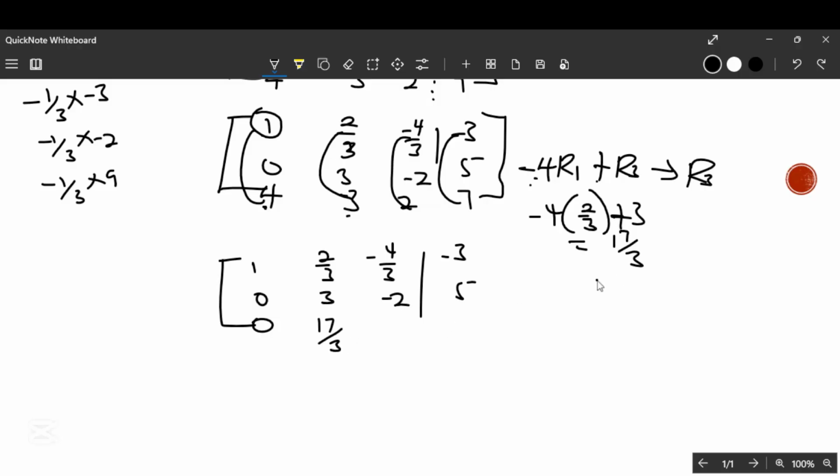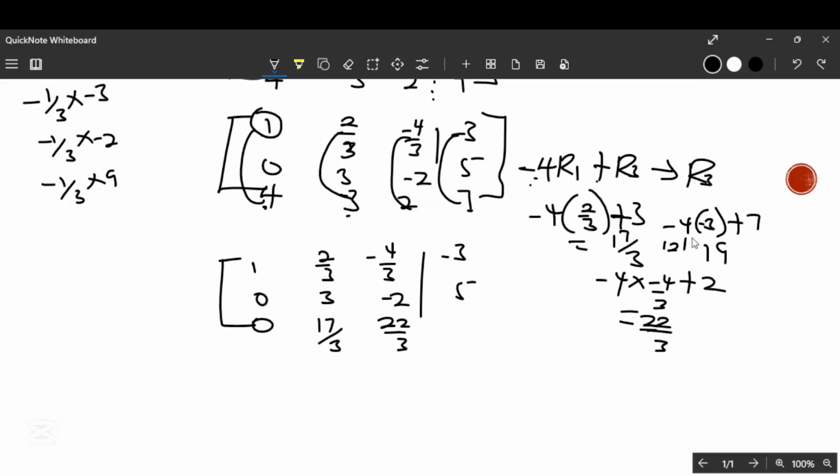Then the next one is negative 4 times negative 4/3 plus 2, which gives us 22/3. So we have 22/3 here, as well as negative 4 times negative 3 plus 7, which gives us 19, because negative 4 times negative 3 gives us 12, and 12 plus 7 gives us 19. So we have 19 here.